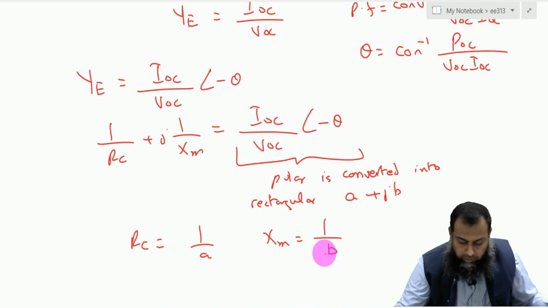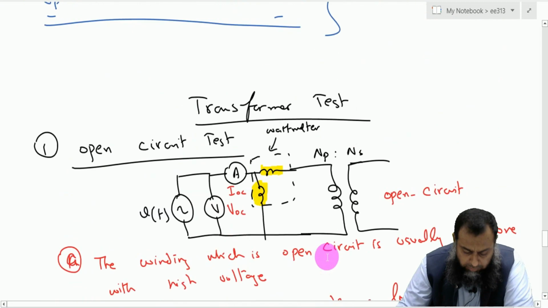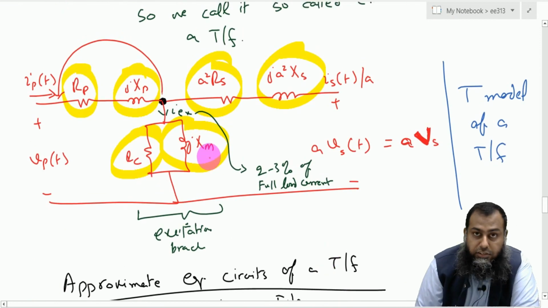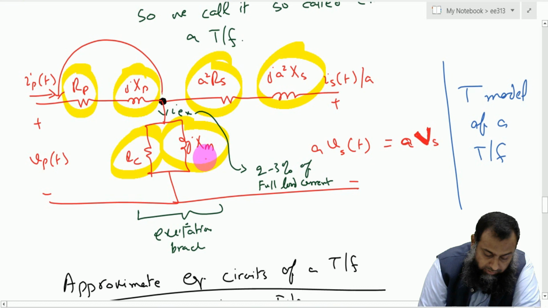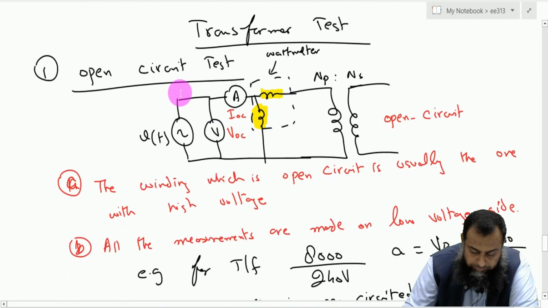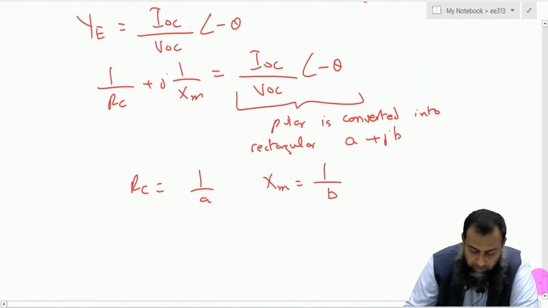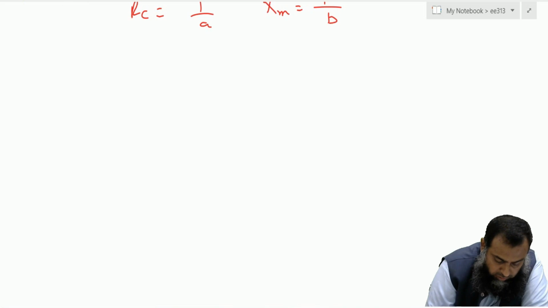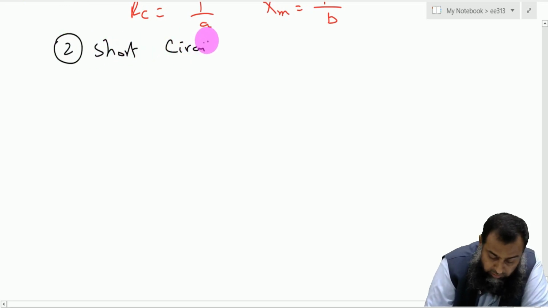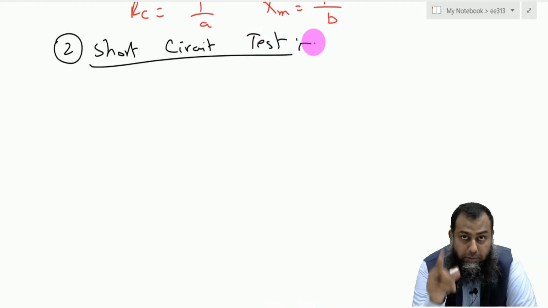Now that in a transformer test we have the information about this Rc as well as this jXm, what is left? We are left with these elements, which are Rp, Xp, and Rs and Xs. To find that out, we develop a scheme which is known as a short circuit test, right? Now the short circuit test is always performed on that particular winding which has high voltage and low current.